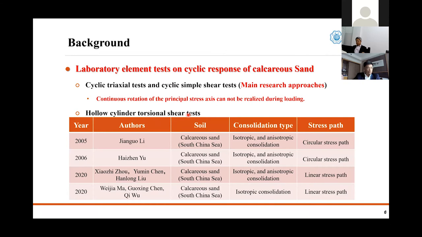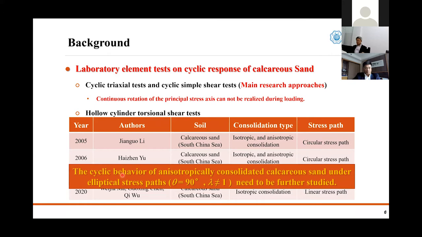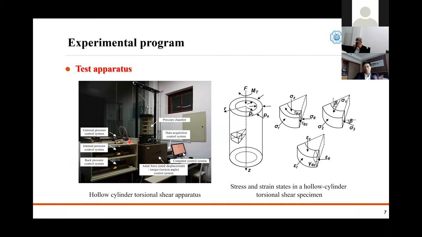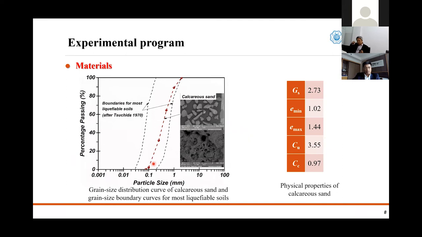Here the table lists some hollow cylinder torsional shear tests from past references, but the stress paths mainly include circular and linear. So the cyclic behaviors of anisotropically consolidated calcareous sand on elliptical stress paths need to be further studied. The GDS apparatus is from a foreign country, and they are almost the same.